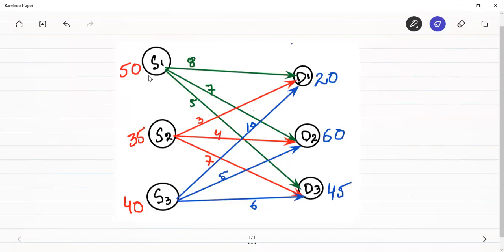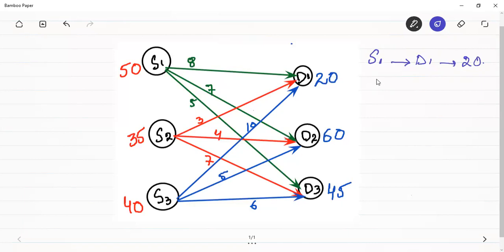Okay, suppose I am taking an example that S1 is giving 20 units to D1 here. Therefore, S1 is giving to D1 how many units? It is giving 20 units. Okay, what is its demand? Its demand is 20 units. Suppose the whole of its demand is met by S1.